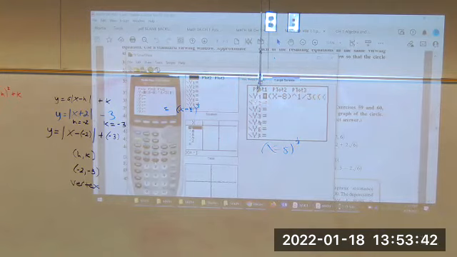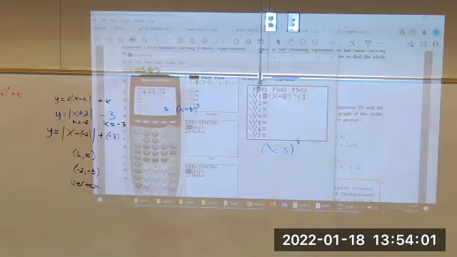Wrong thing. Do that. 1 over 3. And close the parentheses.